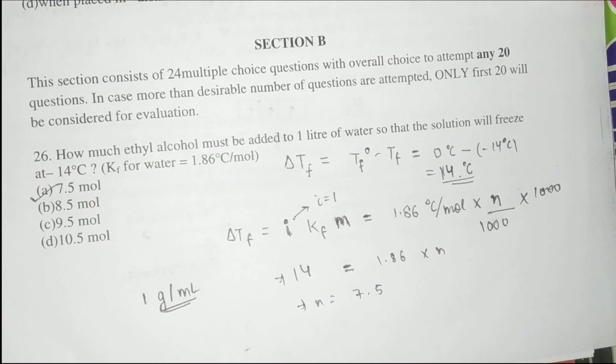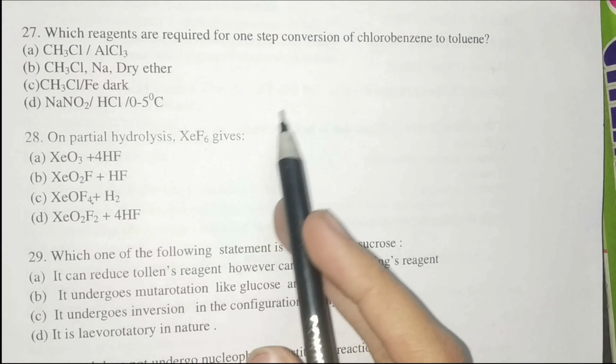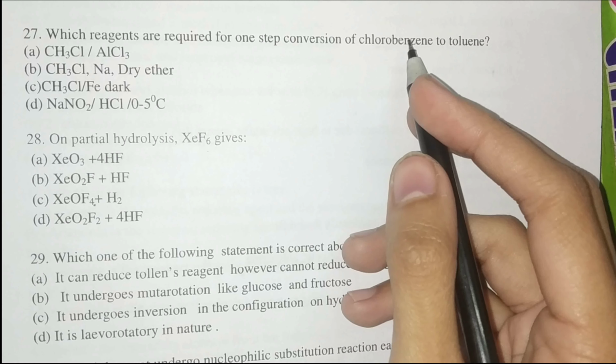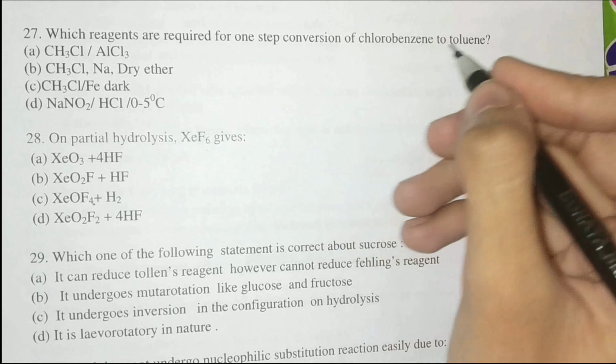Now let's move to question number 27. It says, which reagents are required for one-step conversion of chlorobenzene to toluene? When we have to convert chlorobenzene to toluene, what we have to do? Toluene is this. So this is an alkyl-aryl compound, a methyl and aryl group. So for preparation of an alkyl-aryl compound, we prefer the Wurtz-Fittig reaction.